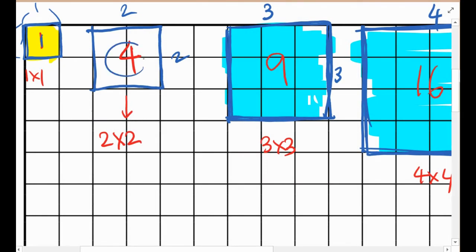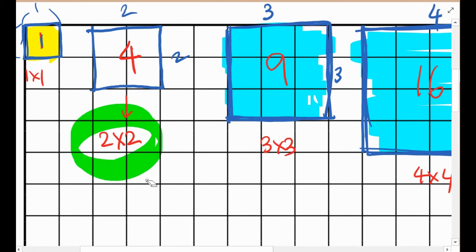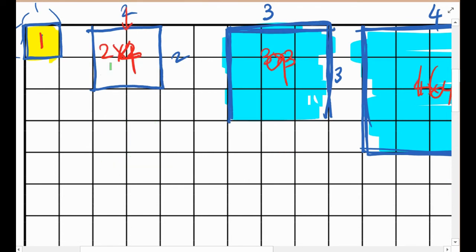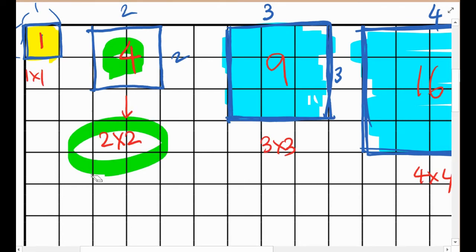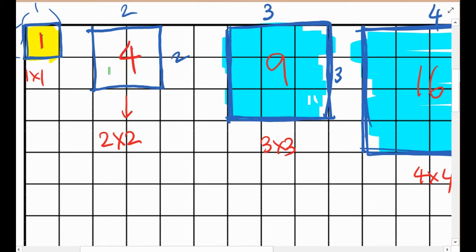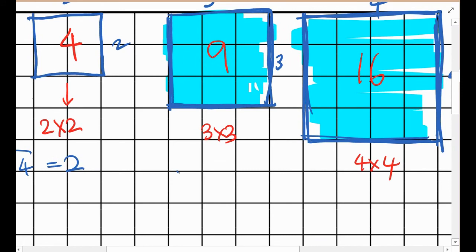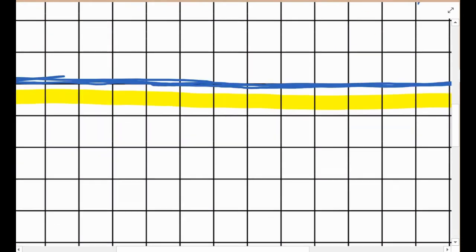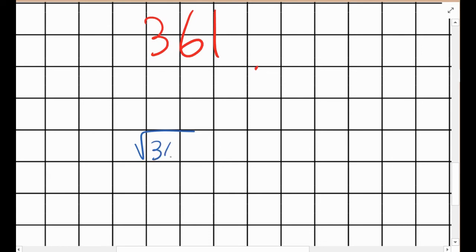For example, if you look at the paper, you found 4 by multiplying 2 times 2, right? And if you take the square root of 4, you find 2, okay? So basically, square root of 4 is 2. And here, square root of 9 is 3. And square root of 16 is 4. And here, everyone, square root of 361 is 19.